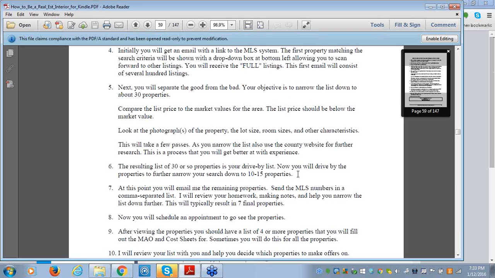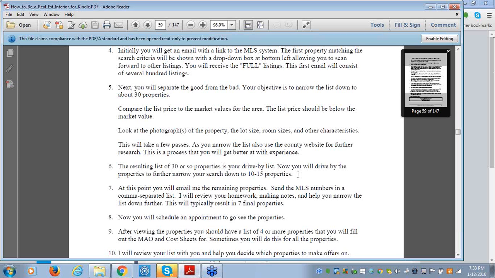You're not going to look at 30 properties or even 15 or even 10. You want to get it down to no more than 6 properties, okay? Could be 4, could be 7, but essentially somewhere between 5 and 6 properties, because your client's going to have to do the physical analysis on these properties, all right?